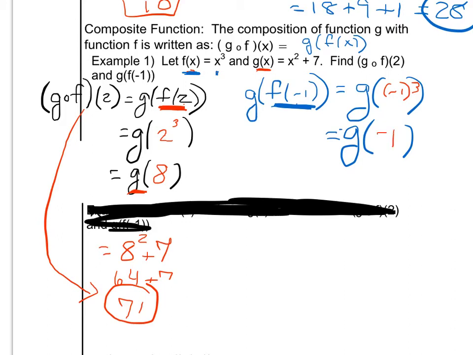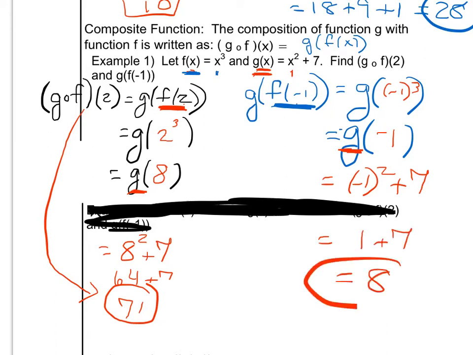So what does that tell me to do? It tells me to go to my function g, and every time I see a variable, put negative 1 in for it. Everything else stays the same, giving me negative 1 squared plus 7. Negative 1 times negative 1 is 1. Plus 7 is 8. So g of f of negative 1 is equal to 8.